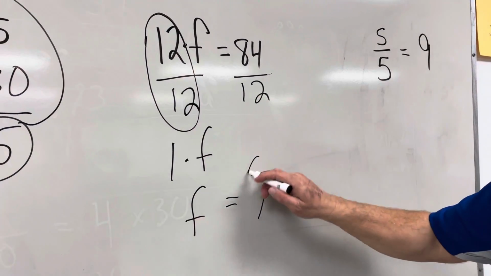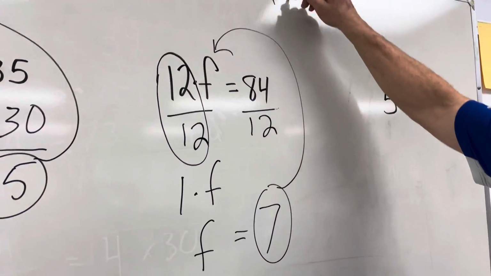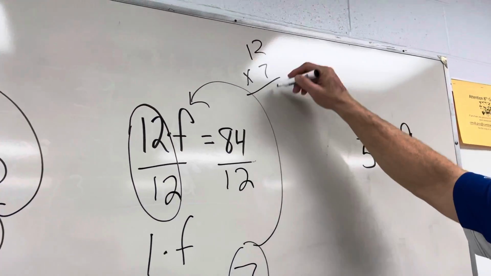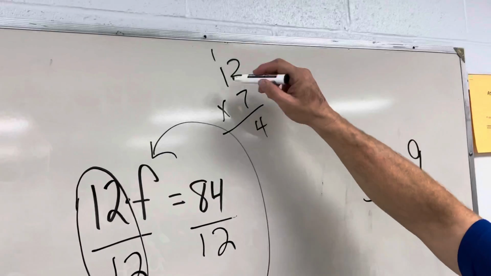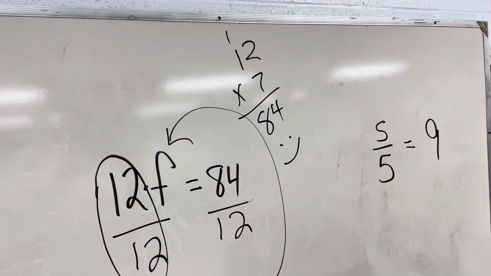Once again, check it. 12 multiplied by 7, 12 times 7, 7 times 2 is 14, carry your 1. 7 times 1 plus 1 is 8, 84. Checks, we move on.